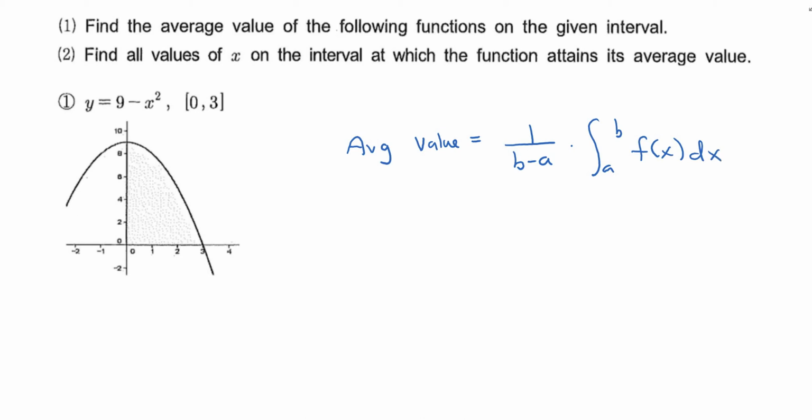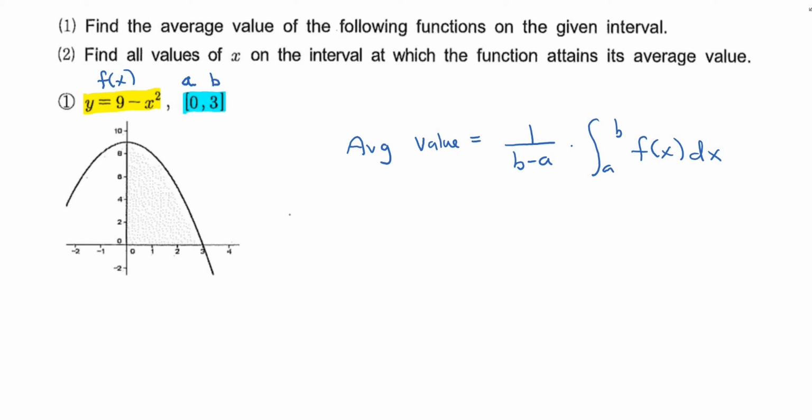In this very first problem, you're given a parabola, y equals 9 minus x squared. This is your function f of x. And this is your given domain from 0 to 3. These are your values of a and b. a is always your first number, so a is 0 and b takes on the value of 3.